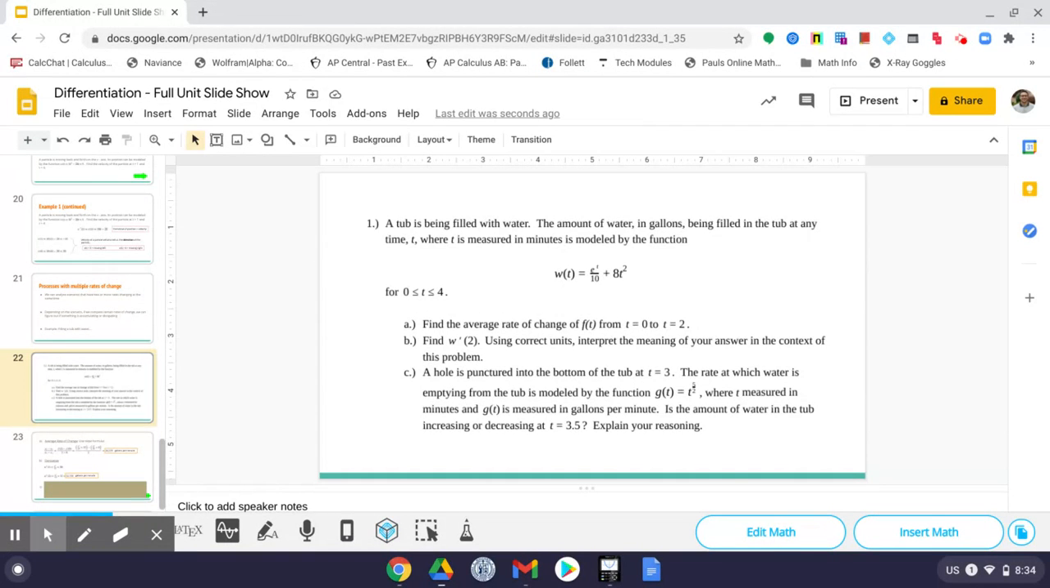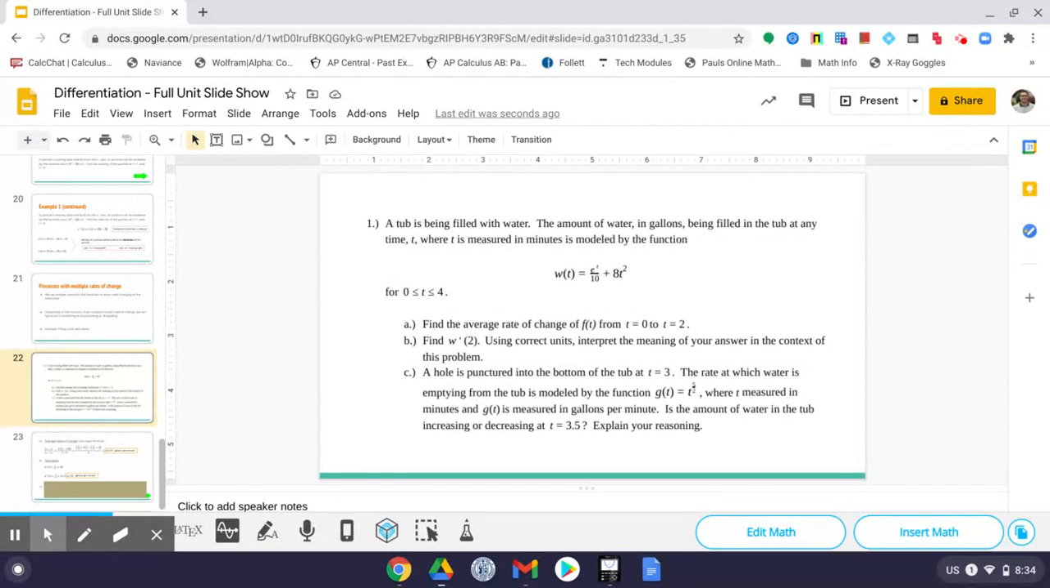However, there's still water being filled, because the original model was from 0 to 4. The tub is still being filled with water while water is coming out of the bottom of it. Start to picture that in your head and get an idea of what's happening here. What we know is that the rate at which water is emptying from the tub is modeled by the function g of t equals t to the 5 halves, where t is measured in minutes and g of t is measured in gallons per minute.